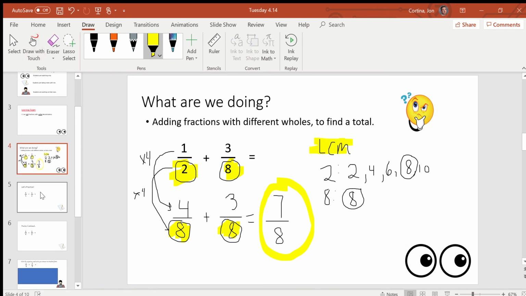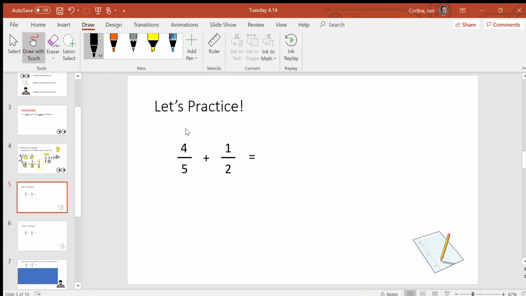Okay, let's try an example together. So we have these two fractions. We have 4/5 and 1/2. Right away I notice that the denominator is not the same. Okay, so why don't you copy that down, pause the video if you need to, and we're going to work on this one together. Okay, when the denominators are not the same, we need to make them the same. And the way we do that is by finding the what? You got it, the least common multiple.